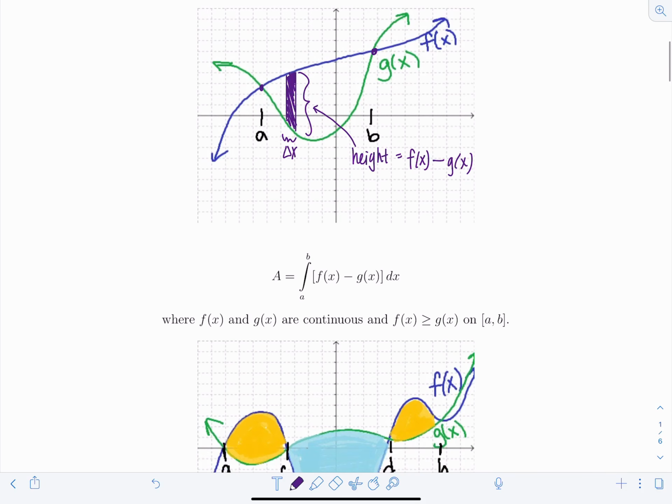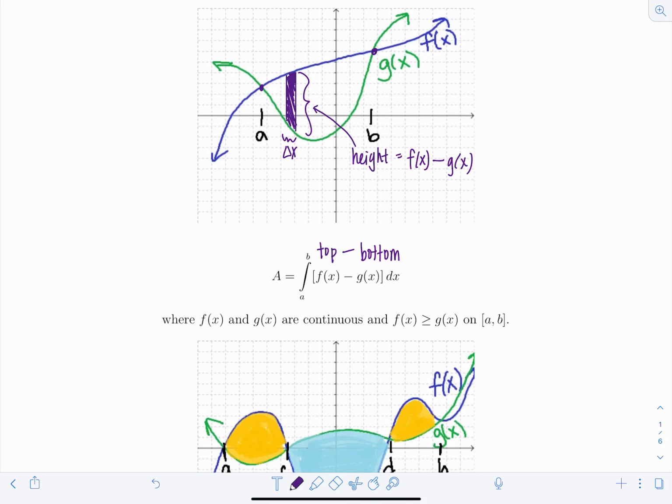So your limits of integration a to b is going to match where they intersect. And then the function that's on the top always goes first minus the function that's on the bottom. That way you get the height of the rectangle, and areas between curves will never be negative because it's area enclosed by the two curves. Okay, and this is when we're integrating with respect to x.